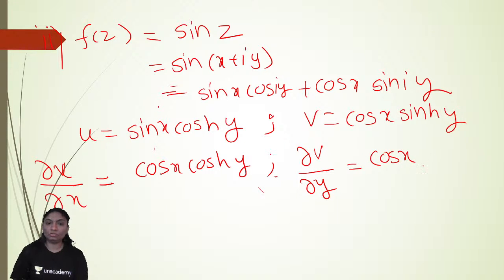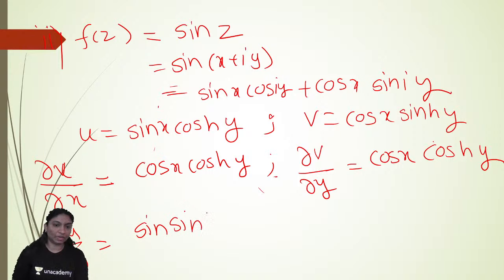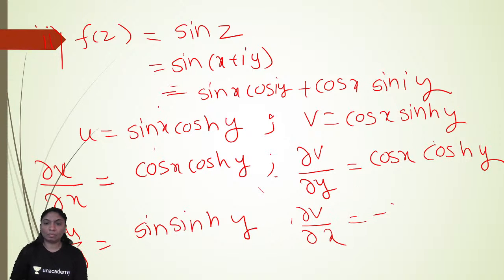cos x into cos hy. Okay. ∂u/∂y is equal to sin x into sin hy. And ∂v/∂x is minus sin x into sin hy.